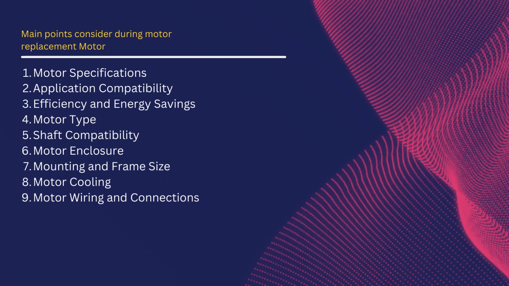Select the right motor enclosure type suitable for the operating environment. Seventh, mounting and frame size. Verify that the replacement motor mounting and frame sizes match the original motor to ensure proper fit and alignment. Eighth is motor cooling. Consider the cooling method for the replacement motor, whether it is air cooled or liquid cooled, depending on the application requirements. Ninth, motor winding and connections. Ensure that the replacement motor's wiring and connections are compatible with the existing electrical system.